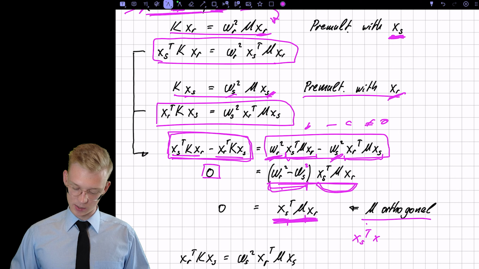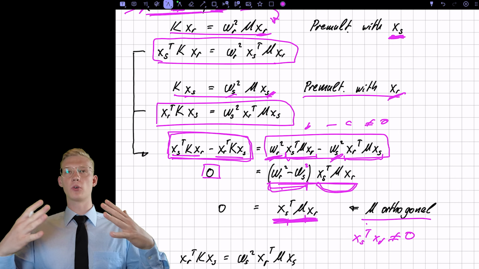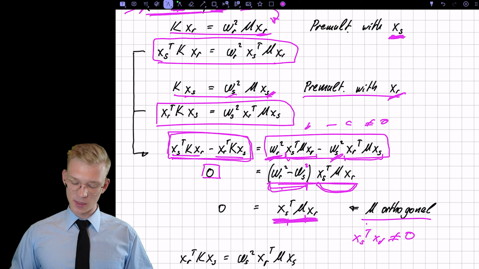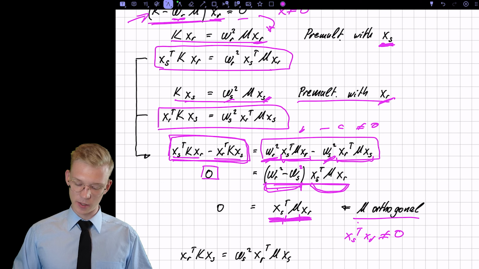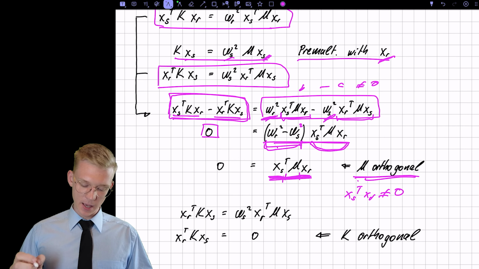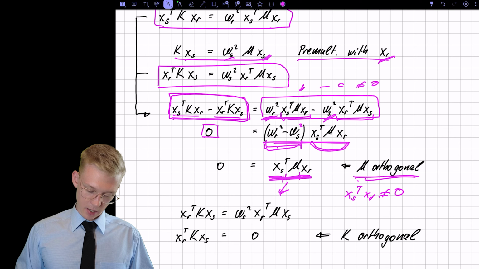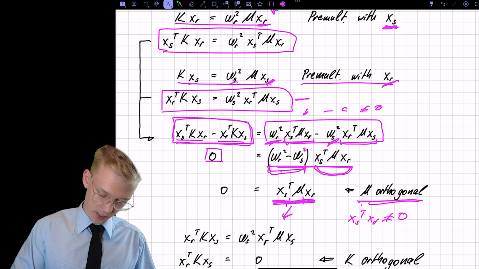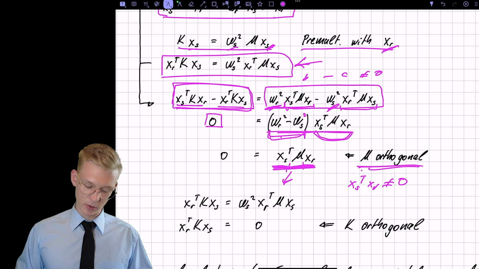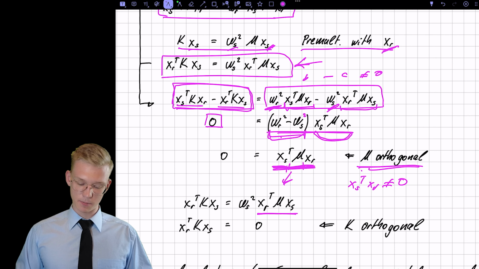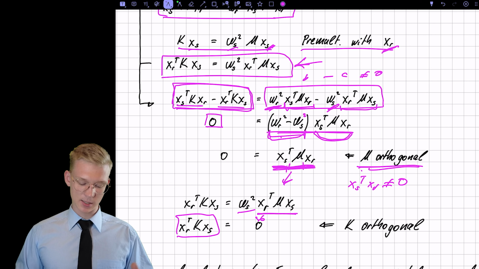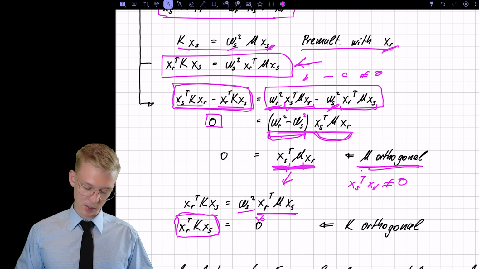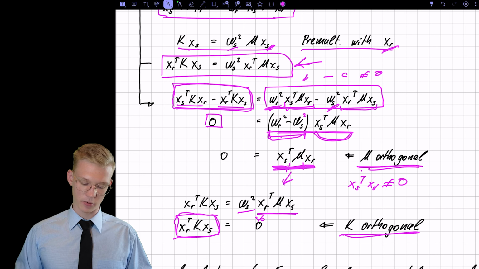Xs transposed xr is not equal to 0, so they're not orthogonal in a geometric space, but they are orthogonal when we pre and post multiply them on M. So we call that M orthogonality. And if we know that, we can look at, for example, this equation right here. We know that this must be 0, because this is 0. This is irrelevant now. We already see that this is also, so we define this as also to be 0. So we have K orthogonality.